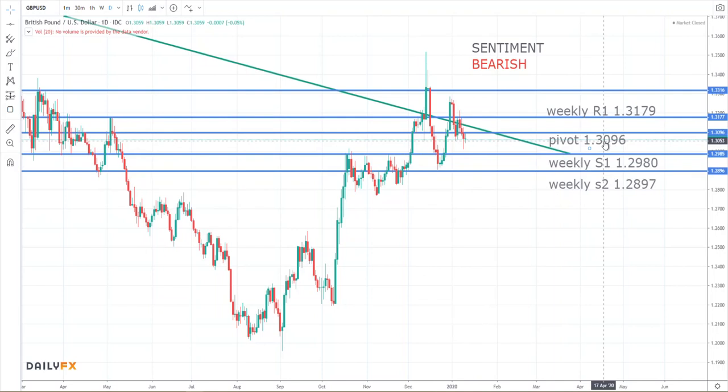We've got this week's pivot at 1.3096. We've got weekly R1 here, this last high at $1.3179. We do have pretty tight congestion, a little bit of a price wedge going on. We've got S1 at 1.2980, and S2 at 1.2897. Whenever your pivot points are that close together, it means there's a lot of congestion in this price zone.